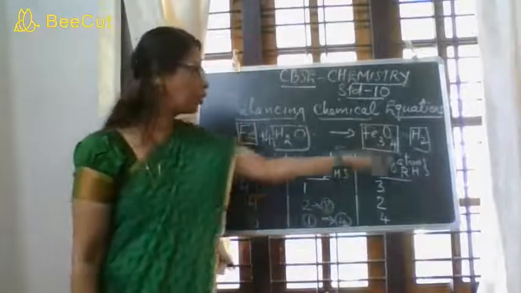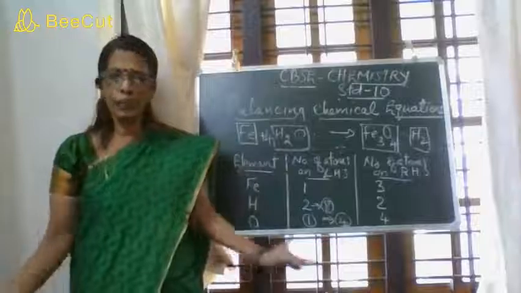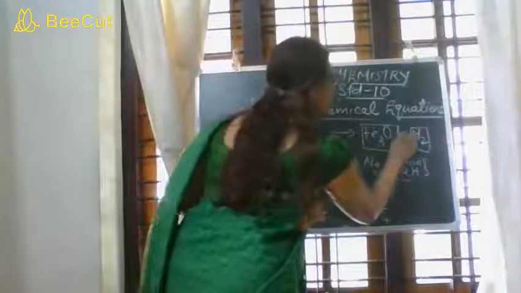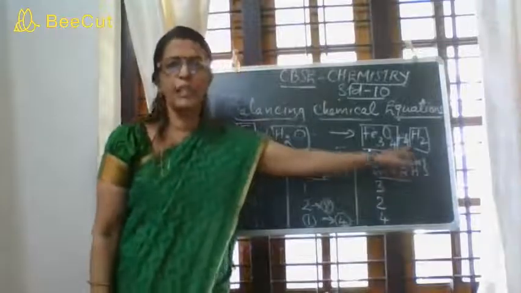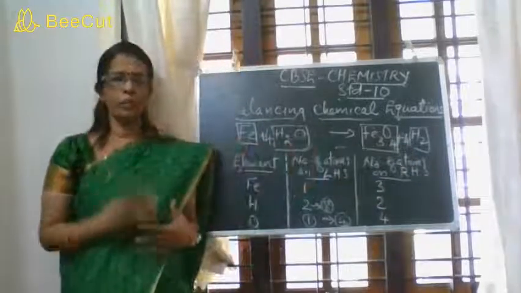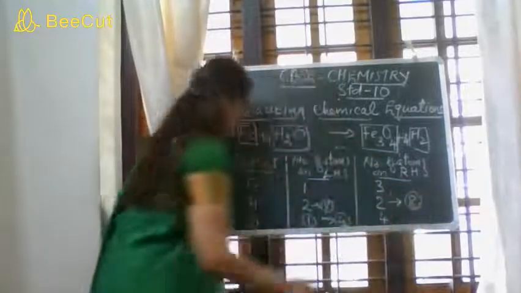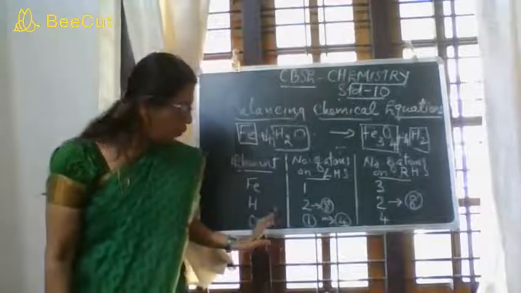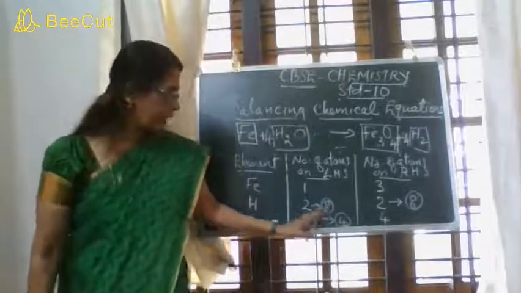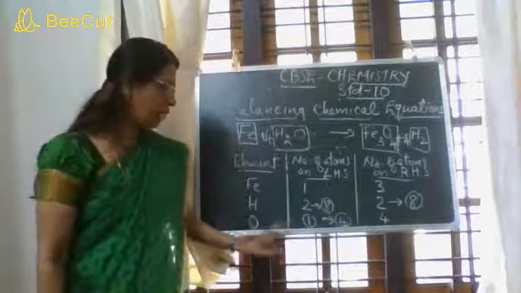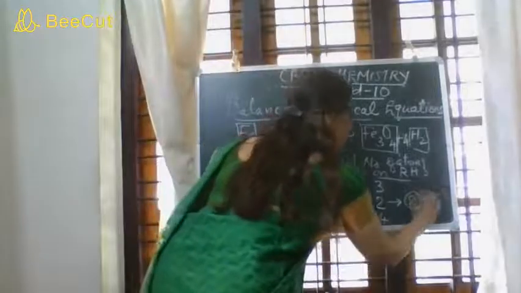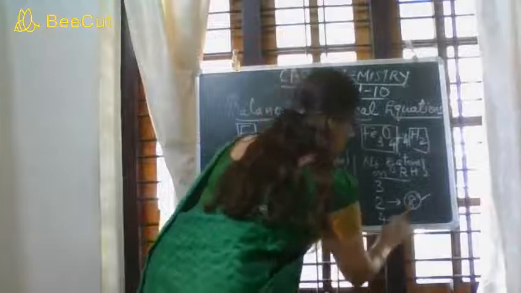So that also we have to increase on the right side. How can we increase that? By putting the number 4 in front of H2. In front of H2 you put 4, then we get 4 into 2, which is 8. So this also becomes 8. Now hydrogen is balanced: here 8 and also here 8. Oxygen is balanced: here 4 and here 4. Hydrogen balanced, oxygen also balanced.